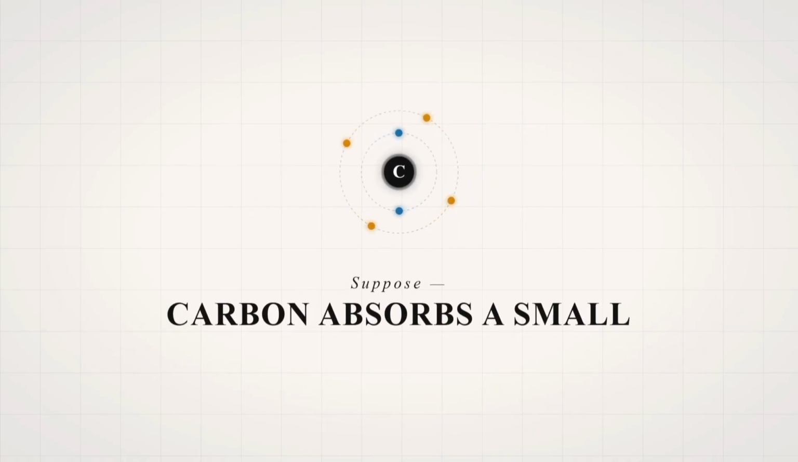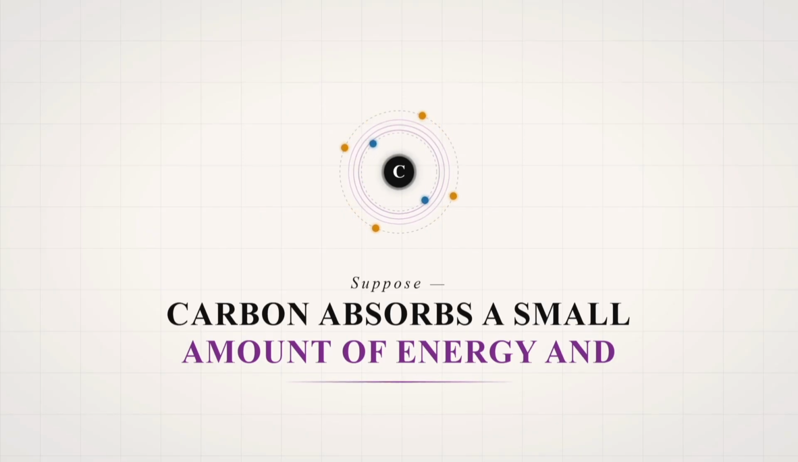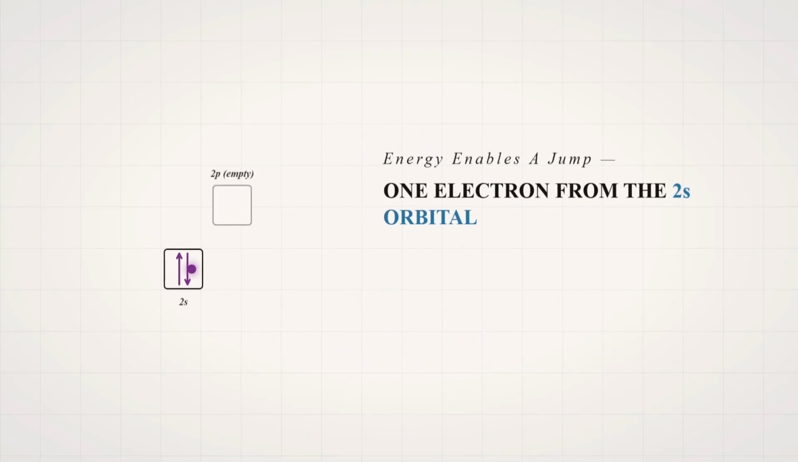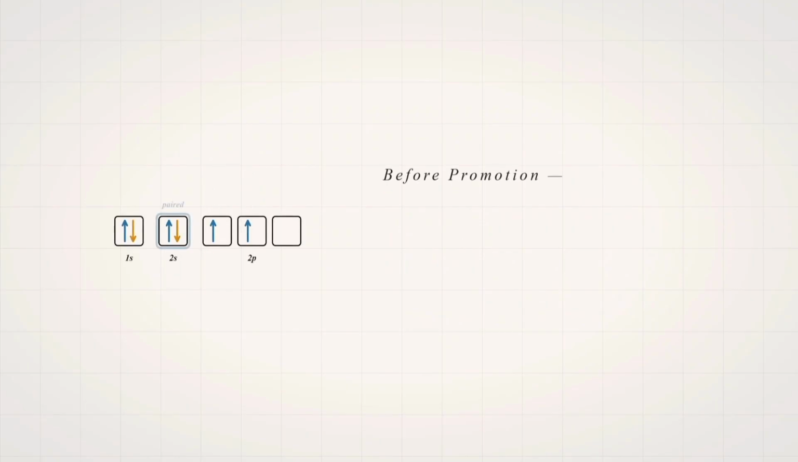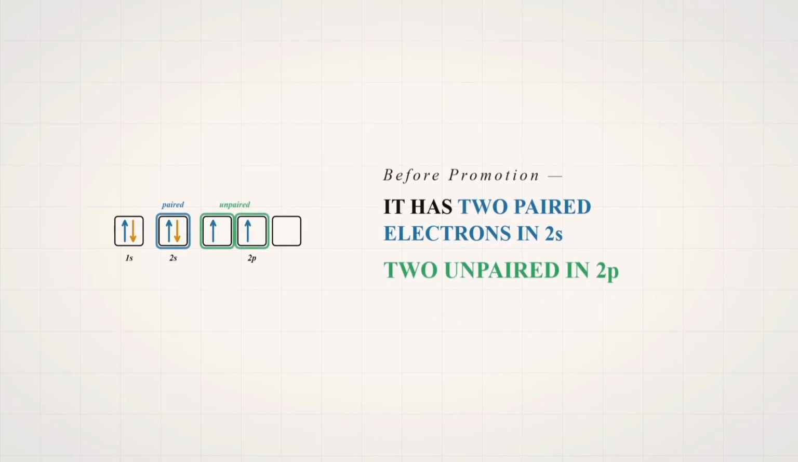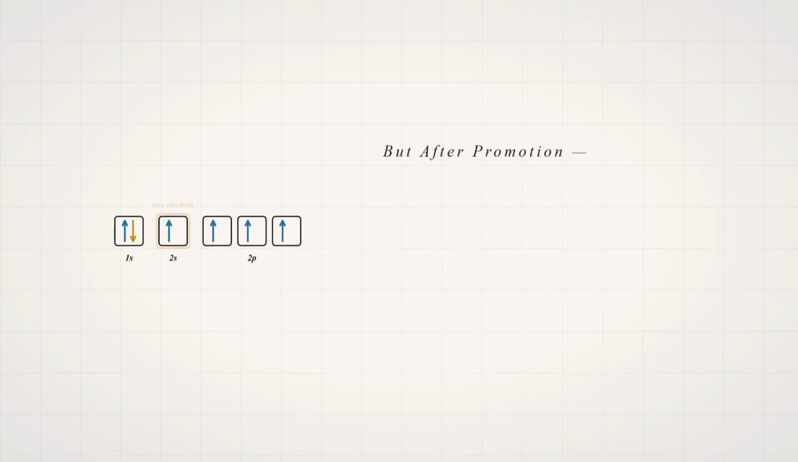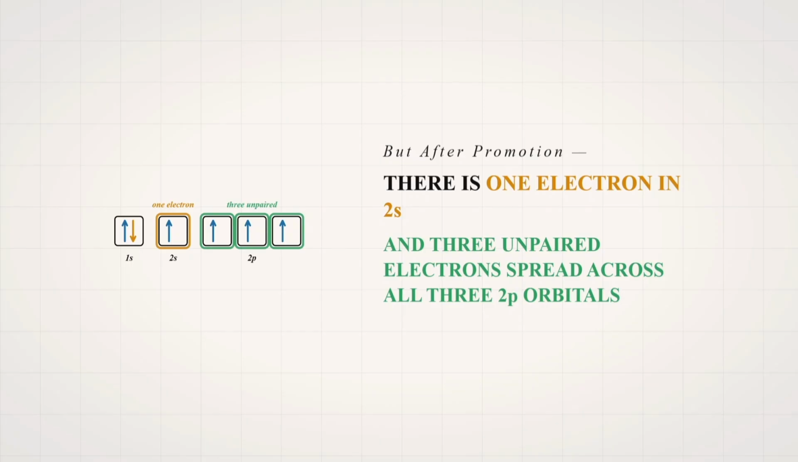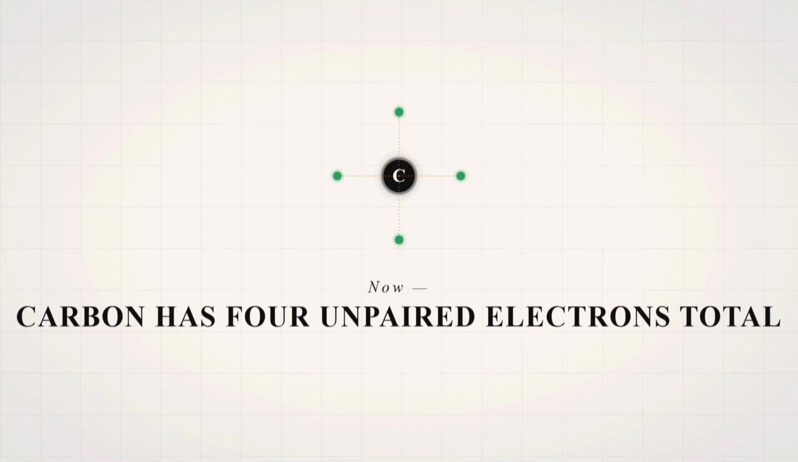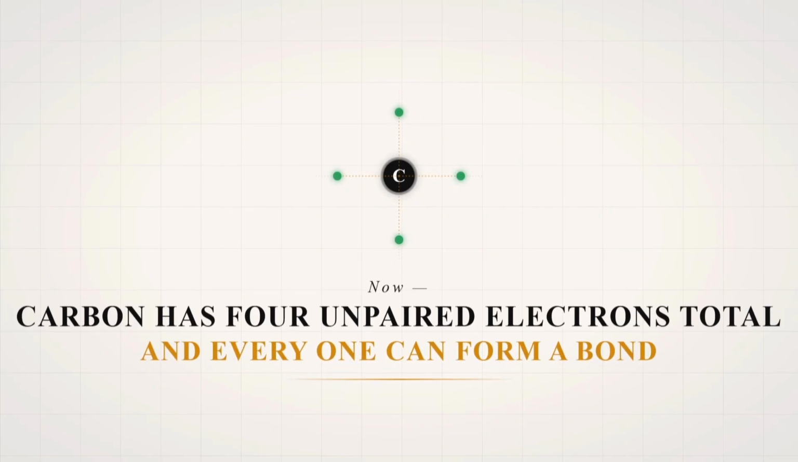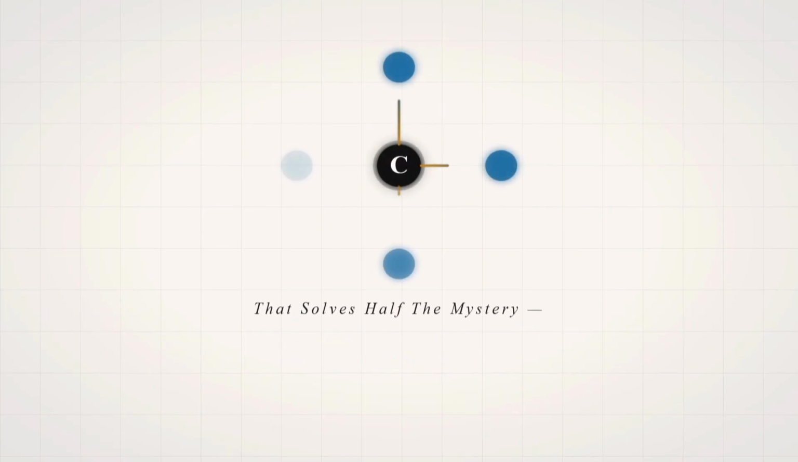Suppose carbon absorbs a small amount of energy and 1 electron from the 2s orbital can be promoted into the empty 2p orbital. Before promotion, it has 2 paired electrons in 2s, 2 unpaired in 2p. But after promotion, there is 1 electron in 2s and 3 unpaired electrons spread across all 3 2p orbitals. Now, carbon has 4 unpaired electrons total, and every single one of them can form a bond. That solves half the mystery.